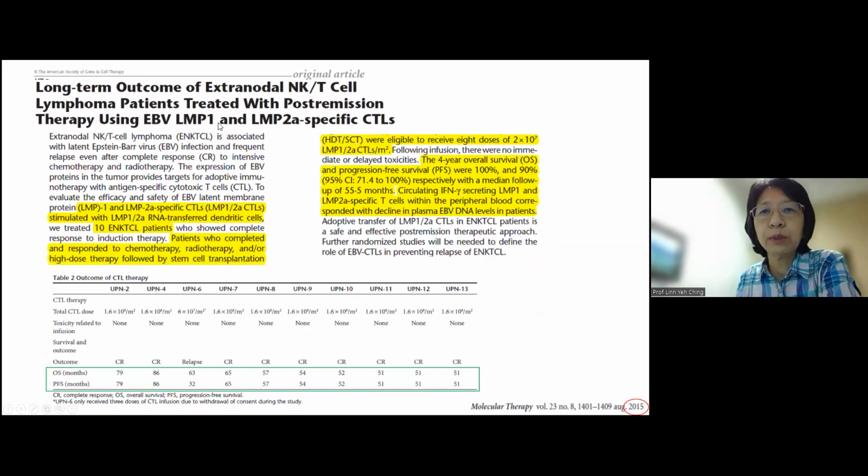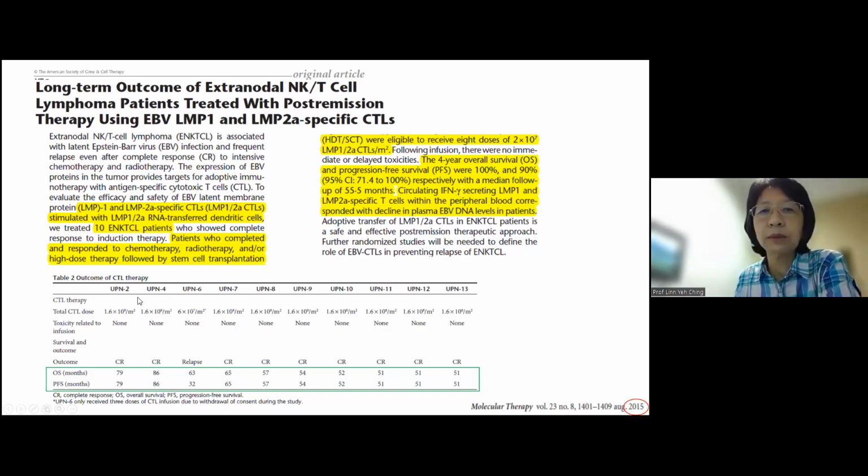This is from a Korean group for patients with NKT lymphoma, which is a very aggressive disease with poor prognosis. So EBV T cells were given to 10 patients who have completed all the standard treatment, which includes an autologous stem cell transplant. And with further treatment with EBV T cells, the 4-year progression survival is 90%, which is a lot higher than what is expected.